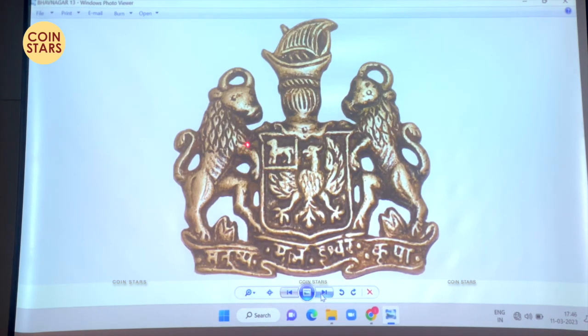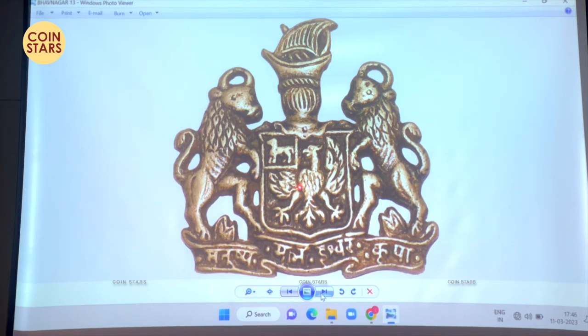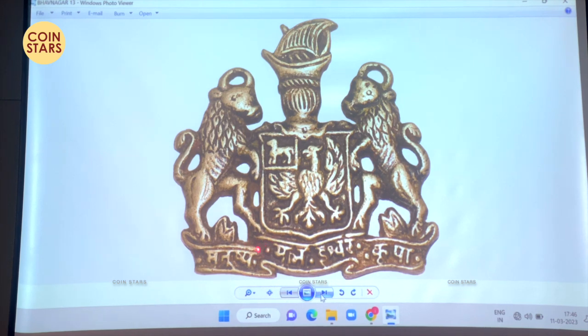ये है भावनगर in Gujarat. Bhavnagar is a port city, so they have this sailboat on the top, and a cow holding a shield with this mythological type of bird, and the slogan reads मनुष्य यत्न ईश्वर कृपा, यानी मनुष्य का प्रयत्न और ईश्वर की कृपा. Next.